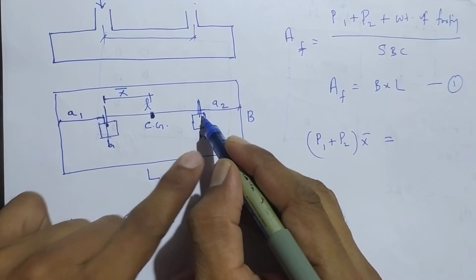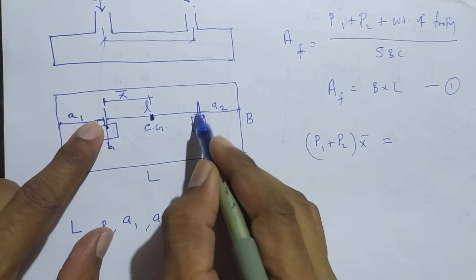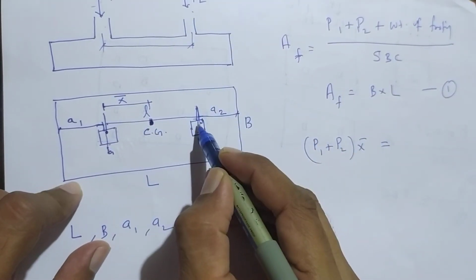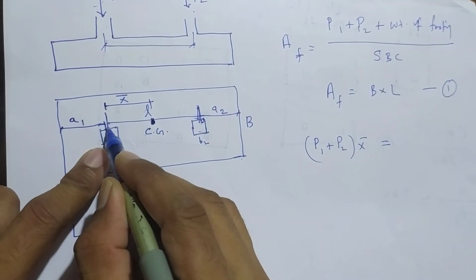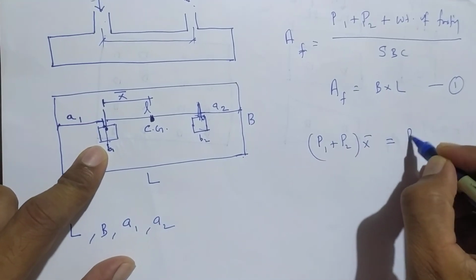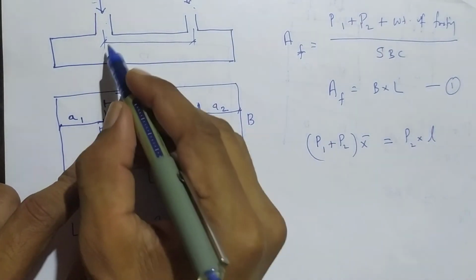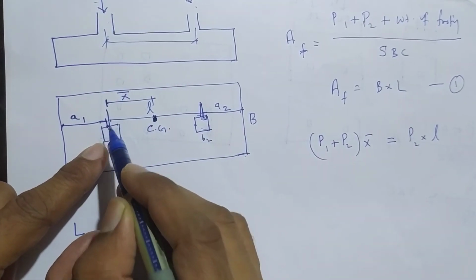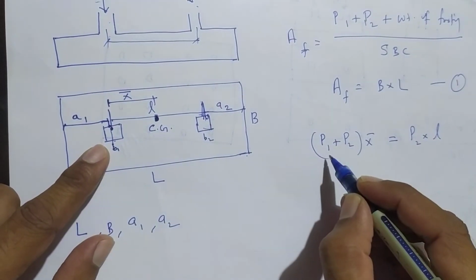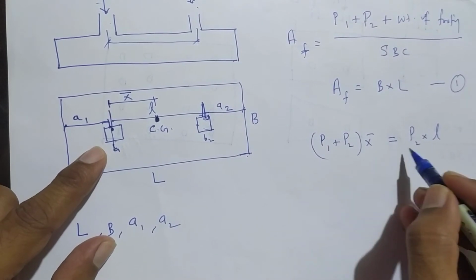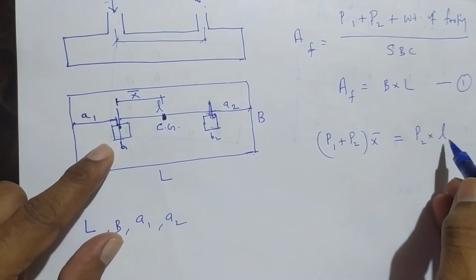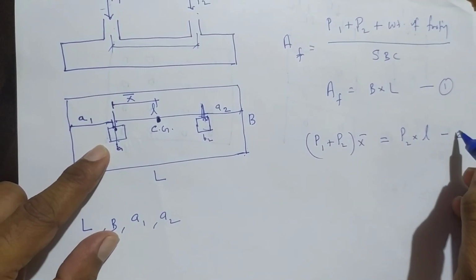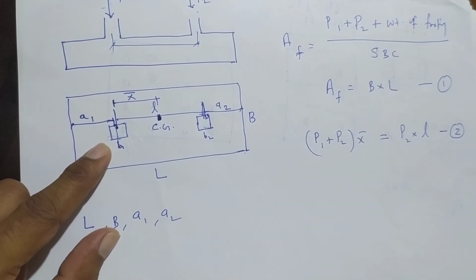P2 into L, small l, that is the distance from the point of action of P2 to the center of the first column. So P2 into L, and P1 you need not take separately because that is acting exactly at that point itself, so the distance is 0. So P1 plus P2 times x bar is equal to P2 into L. This is your equation number 2.